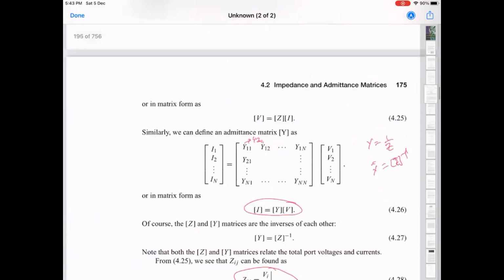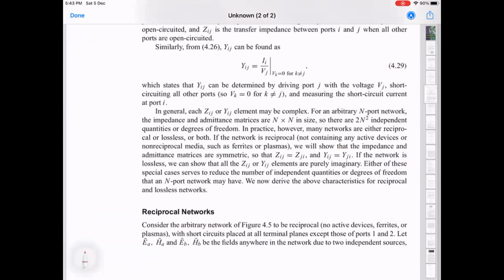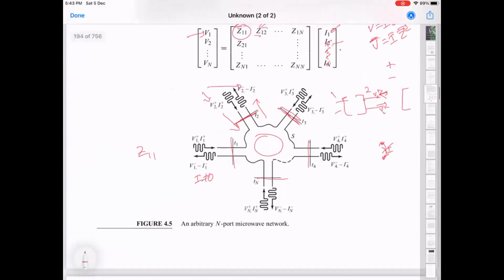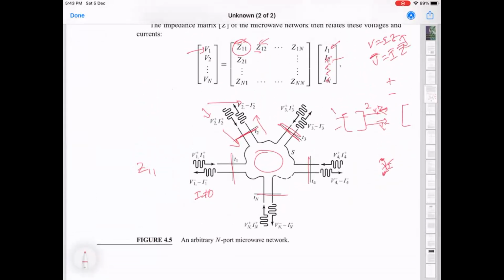Go ahead. So when you talk about these measurements, we're talking about the value of V and I at that port. So in that case, we'll need to know both the V plus and V minus, and correspondingly the I plus and I minus, right? We'll need to measure both of those quantities to determine this V in this case.